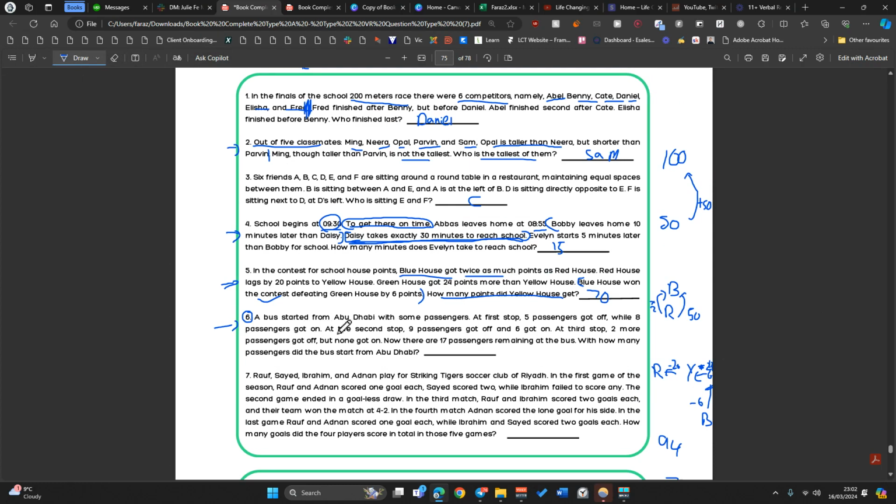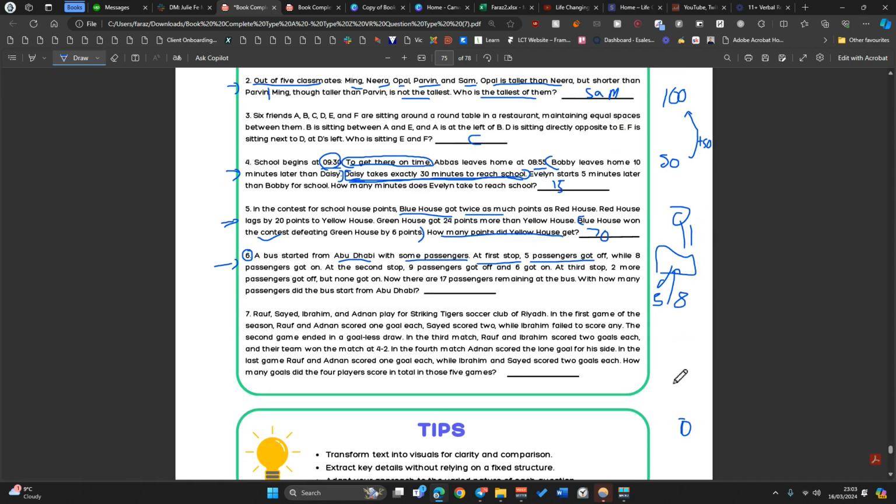A bus started from Abu Dhabi with some passengers. Okay, at the first stop 5 passengers got off. Alright, I'm going to start drawing this out again. So there's a bus, 5 people exit on the first stop. What else is that? Well, 8 passengers got on. Okay, so 8 get on. Alright. In the second stop, 9 passengers got off. Same thing, bus, 9 get off and 6 get on.